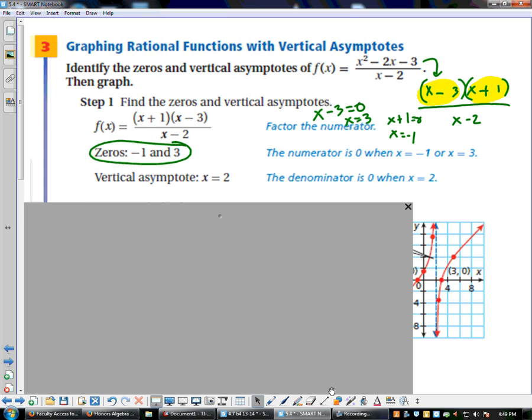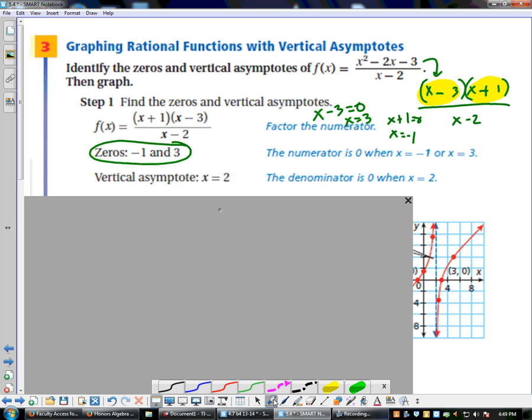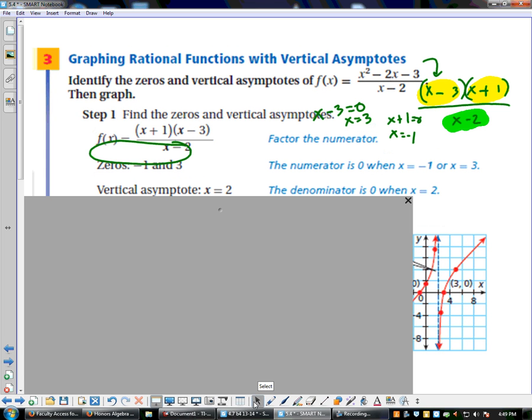All right, to find the vertical asymptote, we set the denominator equal to 0. So if I set the denominator equal to 0, then I get x minus 2 equals 0. I get x equals 2. And so that is the equation of my vertical asymptote.